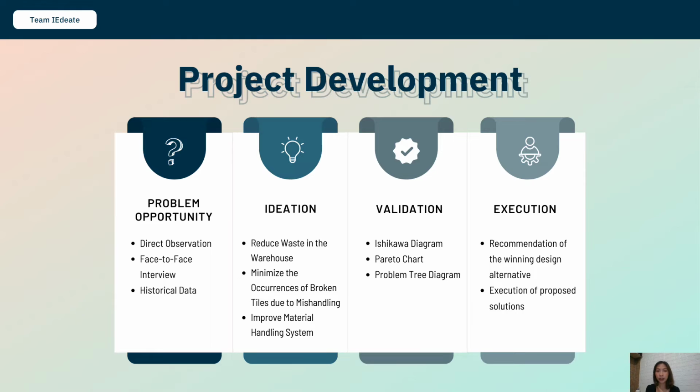After the ideation is where the validation happens. The proponents validate the identified problems through the following problem identification tools such as the Ishikawa diagram, Pareto chart, and problem tree diagram. The proponents used these 3 as they are known methods for identifying the root cause of the problem. Lastly, the proponents will utilize the application of industrial engineering principles or methods to develop designs that are best suited to solve the problem of the Zeta International Trading Corporation.